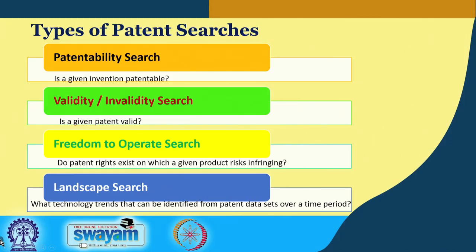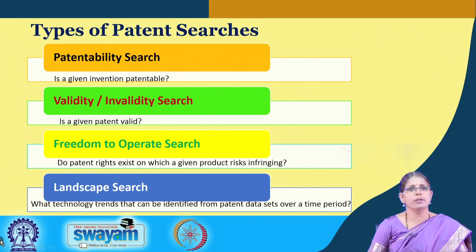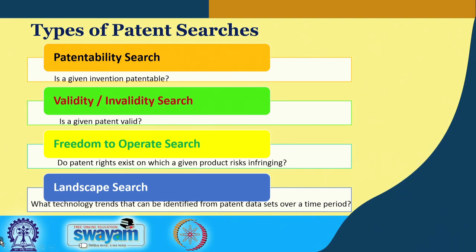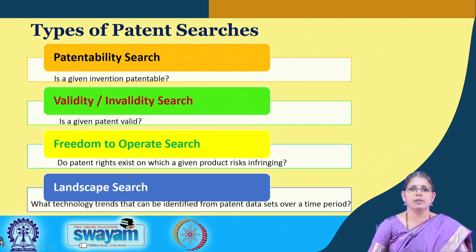There are different types of patent searches undertaken worldwide. One type of search is the patentability search, which is essentially to identify whether a given invention is patentable. The second type of search is called the validity search, also called the invalidity search. This is typically done post grant of a patent to address the issues of validity of a particular patent.